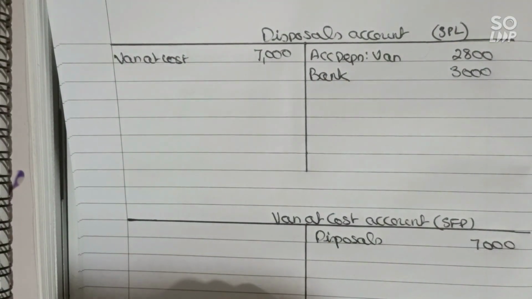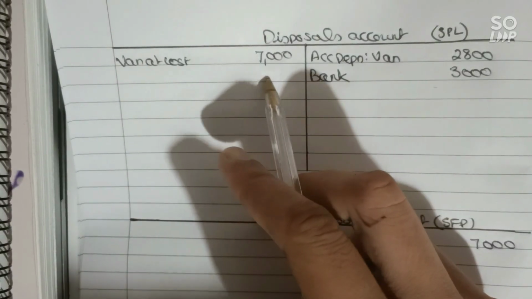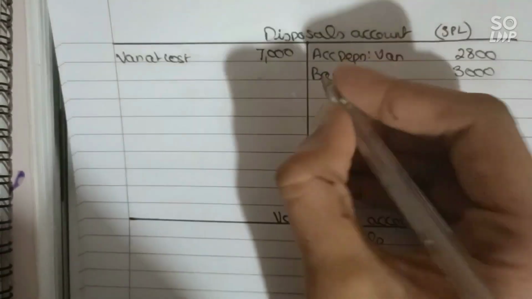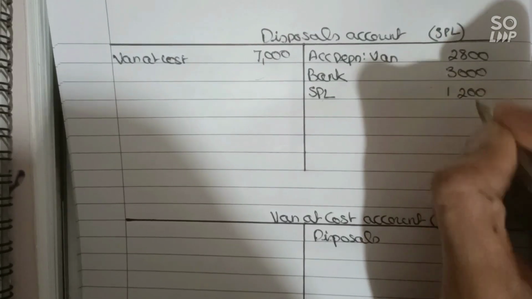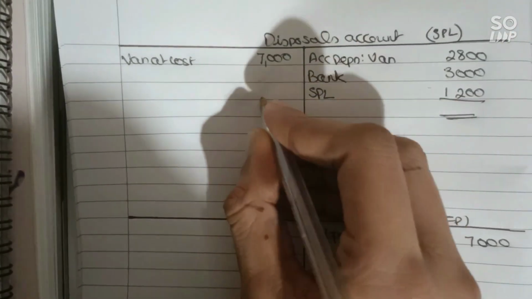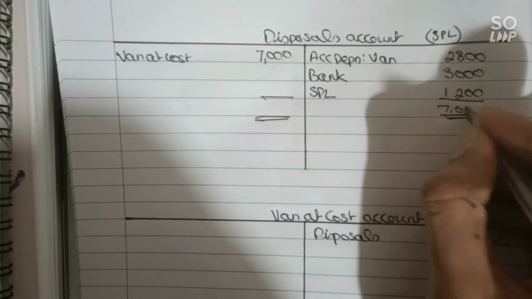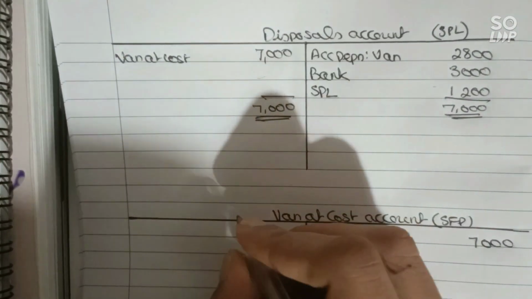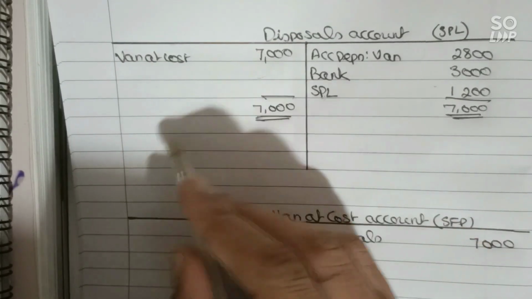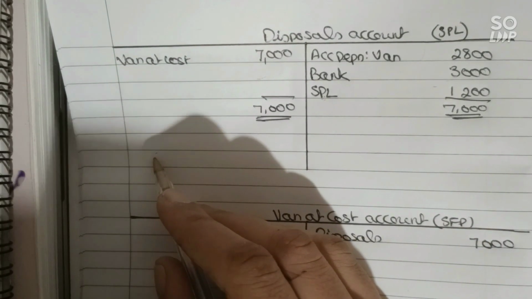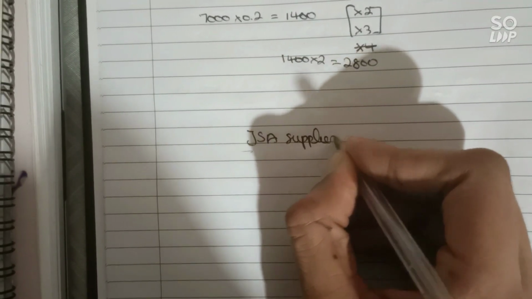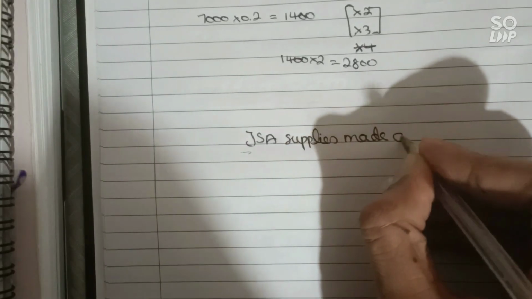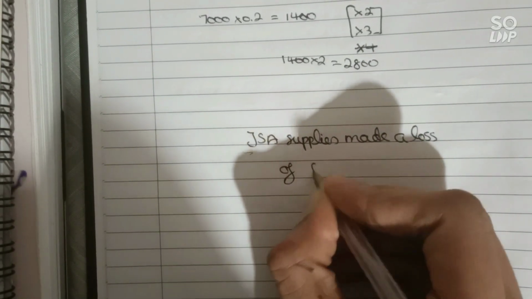Now, to calculate a gain or loss, which side has more? This is 7,000 and this is 5,800. That means we need to put a charge to the statement of profit or loss for 1,200. Now, we balance this out. The other entry of this SPL would be a debit in the SPL, which is an expense, and would be recorded as a loss. Therefore, for this question, JSA Supplies made a loss of £1,200.